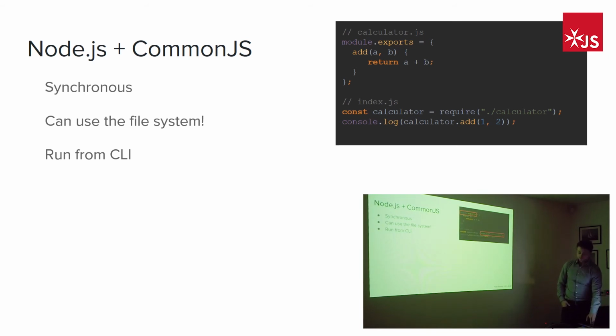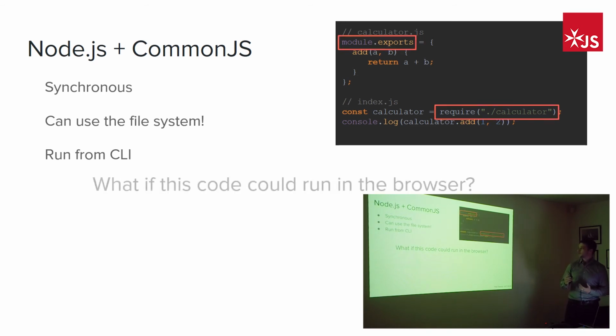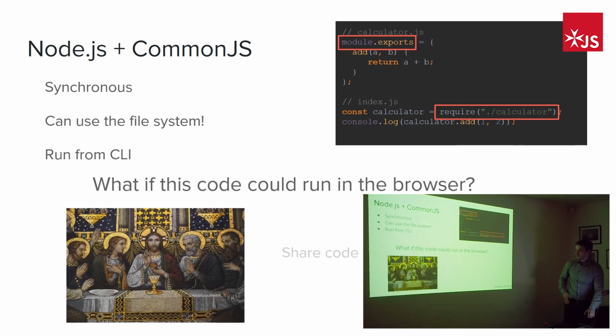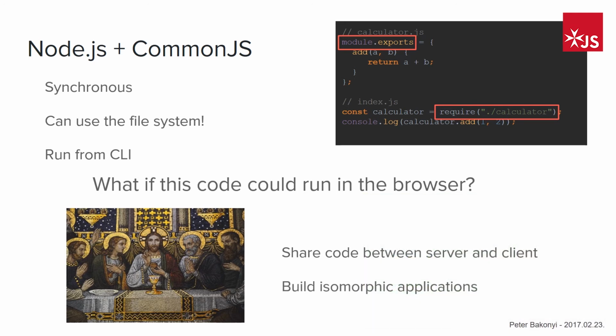And a couple of years ago, when Node.js and CommonJS started to gain a lot of people and people started using it, of course the question rose: what if this code could run in the browser? And a couple of years ago, this question and this topic was the holy grail of JavaScript, because if we could do that, it would mean that we could share the code between the server and the client, and we could actually start building isomorphic applications.